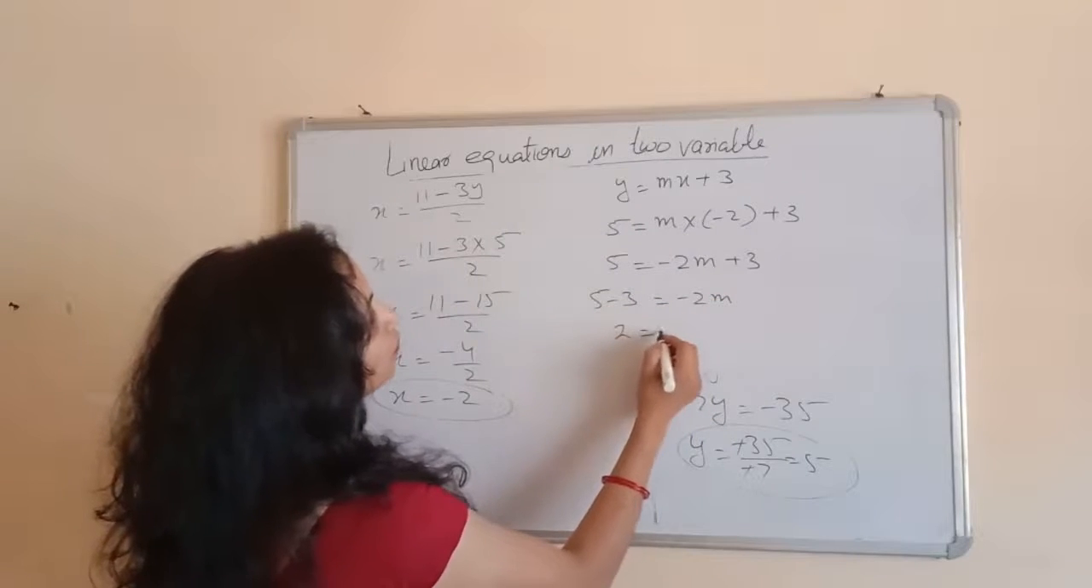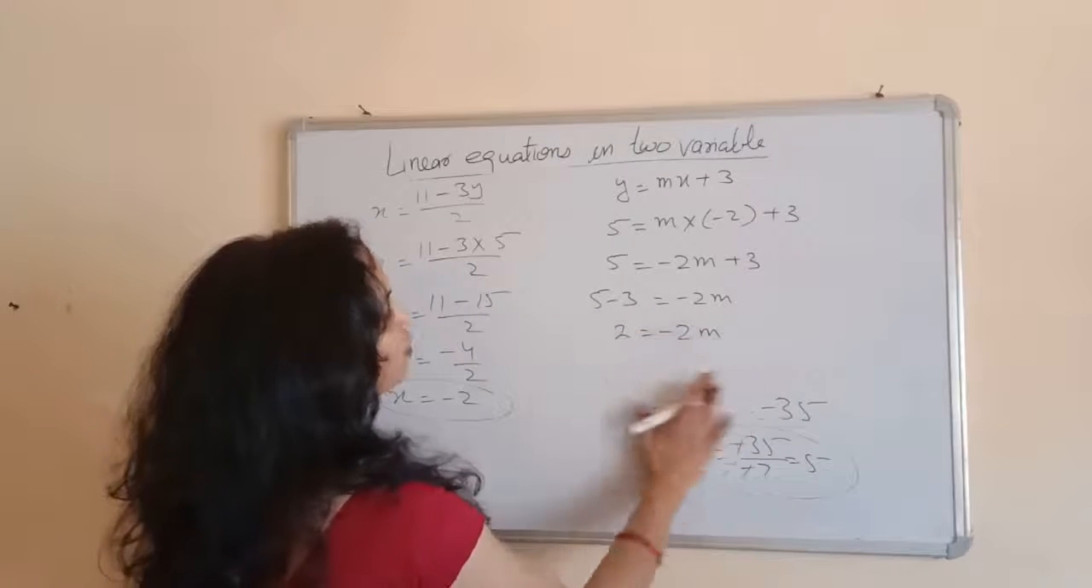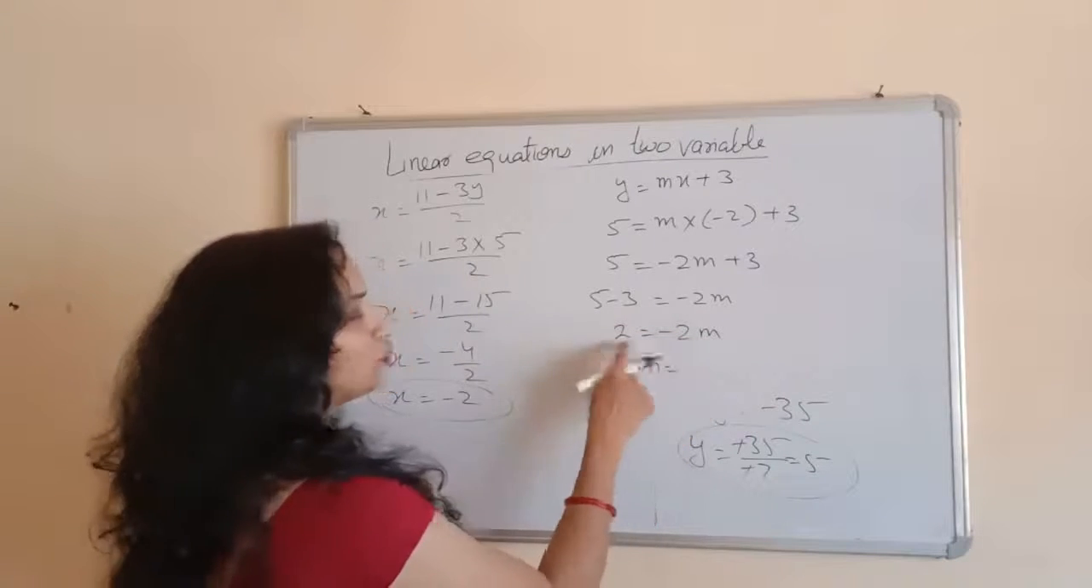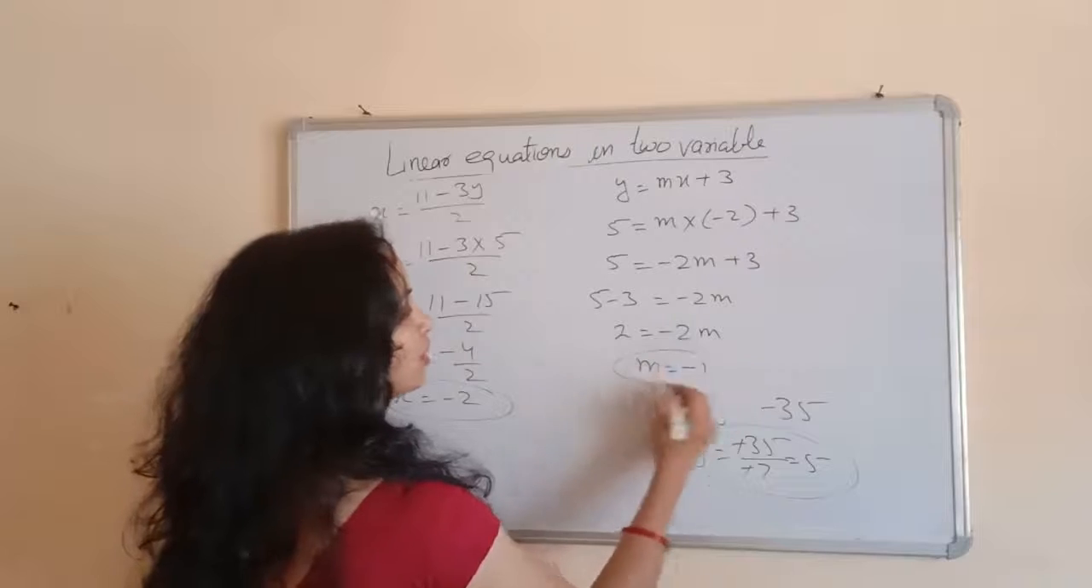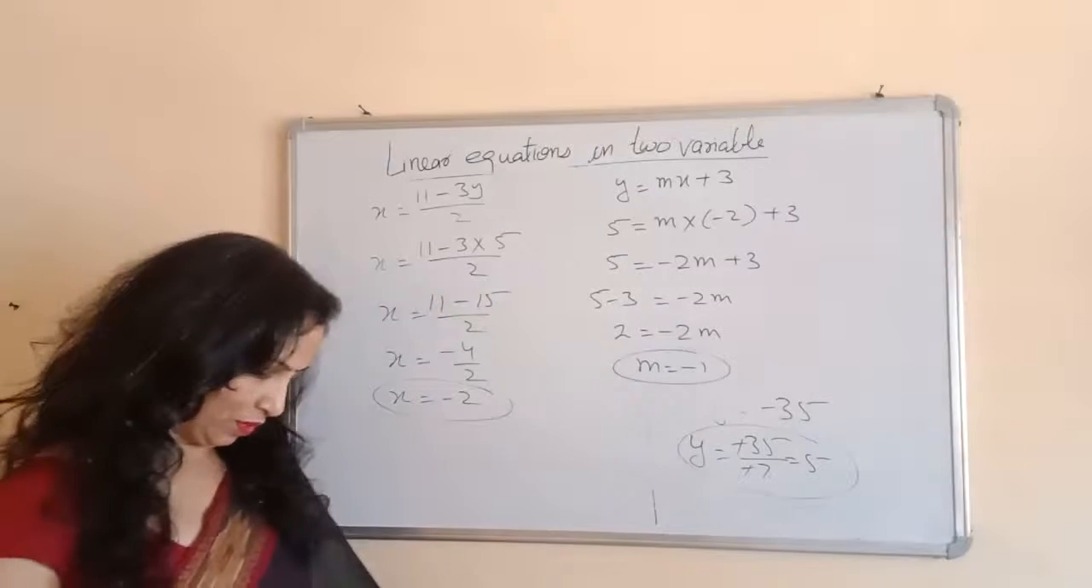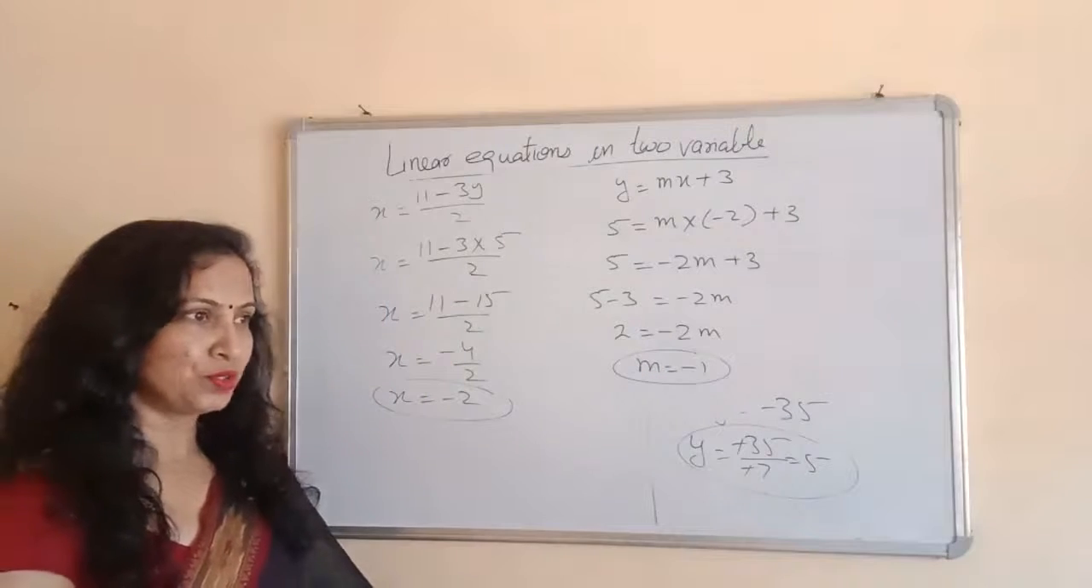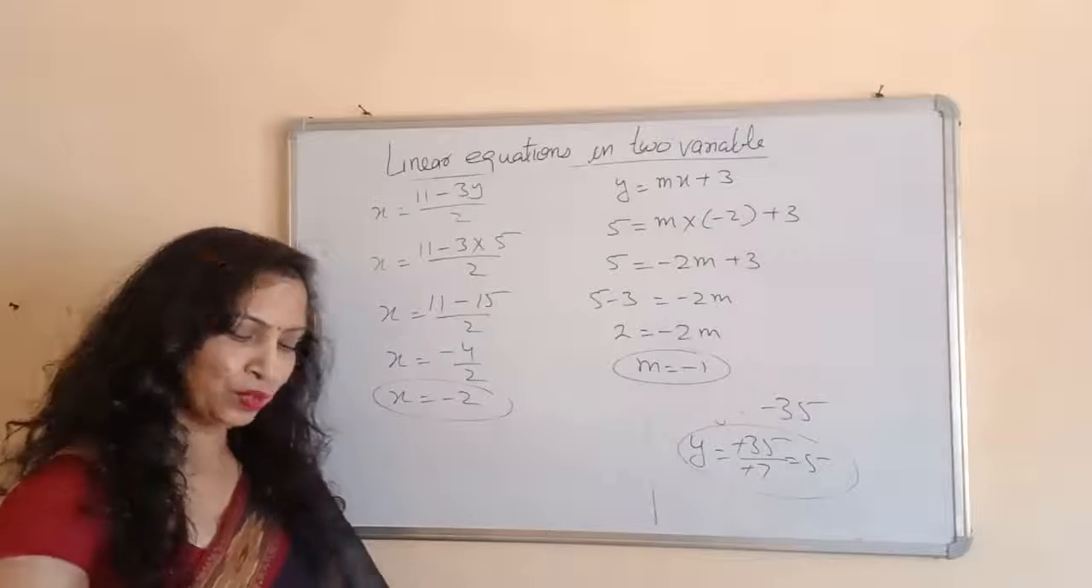2 is equal to minus 2m. And what is the value of m? m is equal to 2 upon minus 2, that is minus 1. So this is the value of m. This is the question number 2. Now we will do the question 3rd.